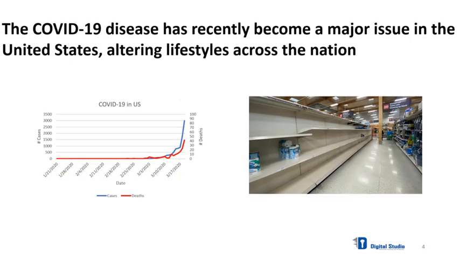So here's an example of an assertion evidence slide design. The assertion is that the COVID-19 disease has recently become a major issue in the United States. Along with that, we have a graph and a picture. The graph shows the recent uptick in deaths and cases in the United States. And the picture shows the altering lifestyle that it has caused with the empty supermarket shelves. So these are just two examples of visual evidence that you can have that help support your claim.